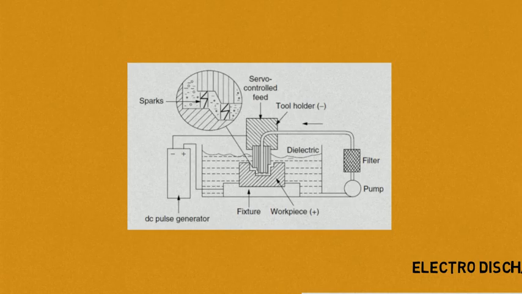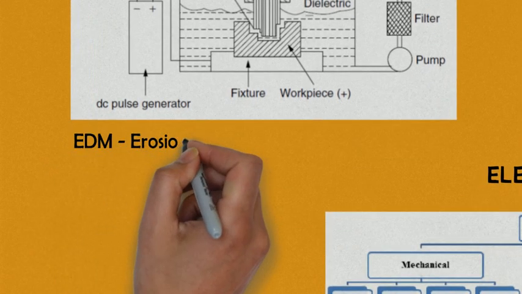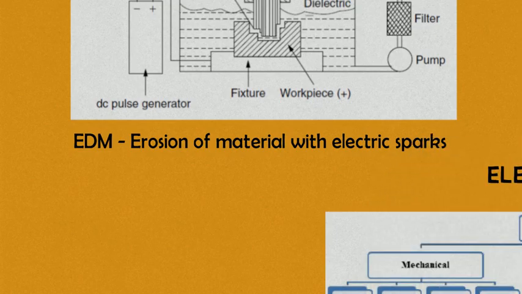Now, let's look at a schematic of an electro-discharge machining process. As you can see, it consists of the workpiece placed in a dielectric tank. A tool is in close proximity to the workpiece. The workpiece sits on a fixture. The tool and workpiece are connected to a DC pulse generator. A pump is in place to continuously renew the dielectric in the system. Electro-discharge machining carries out erosion of material with the help of electric sparks.